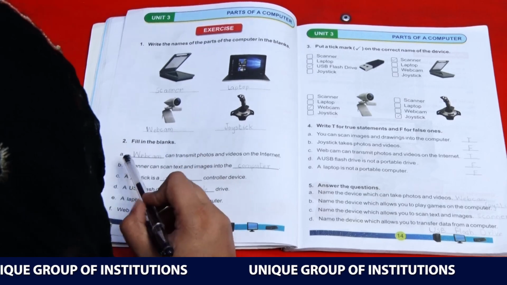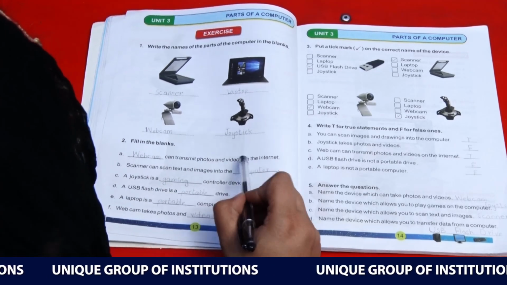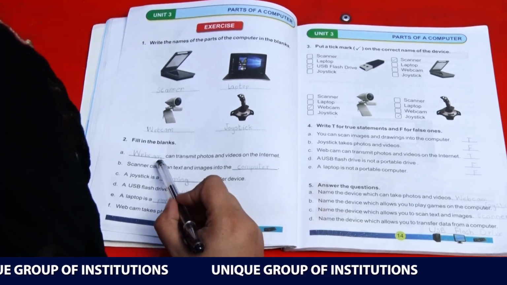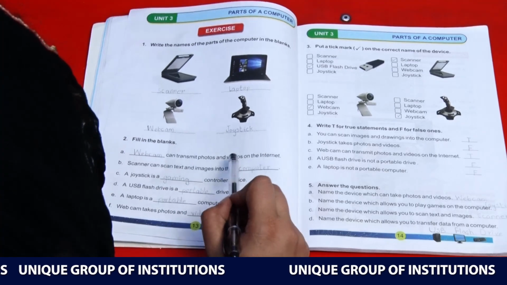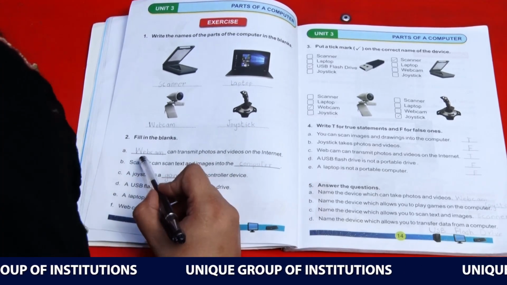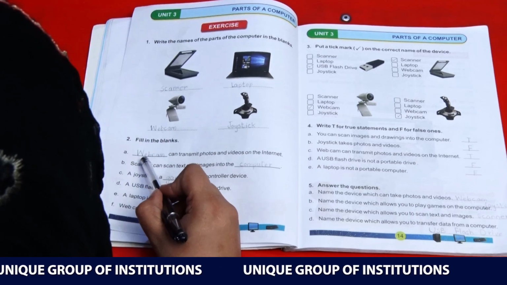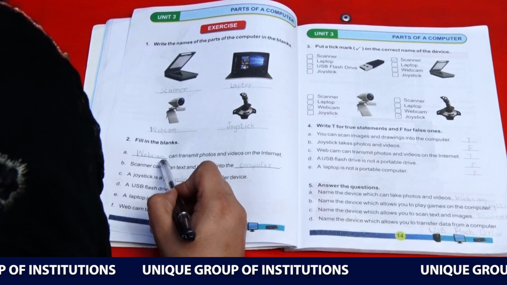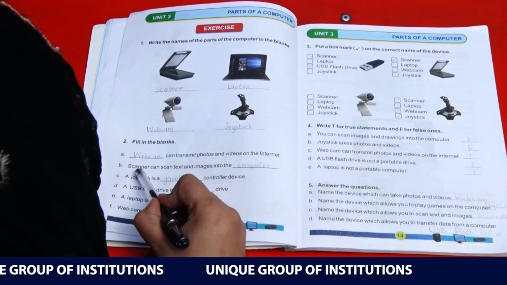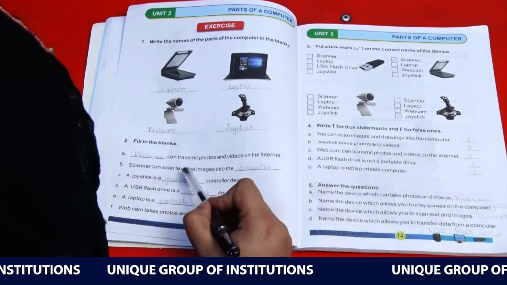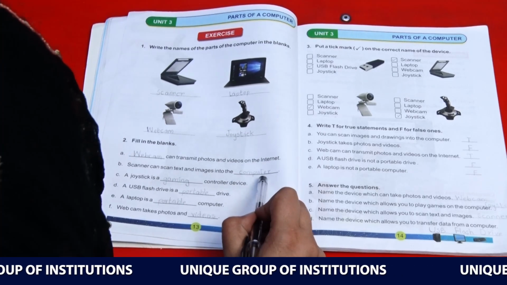Question number 2. Fill in the blanks. A. Dash can transmit photos and videos on the internet. As we have read before, webcam is used to transmit photos and videos on the internet. So, the first answer is webcam. You will write WEBCAM, while the first letter W will be capital. Scanner can scan text and images into the computer. The answer is computer.